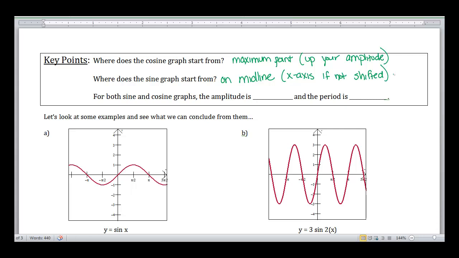Then, for both the parent graphs, the sine and cosine's amplitude was only 1. We only went up 1 or down 1 from the midline. And the period, the length we traveled along the x-axis, was a length of 2 pi. Now, these are both true for the parent graph.